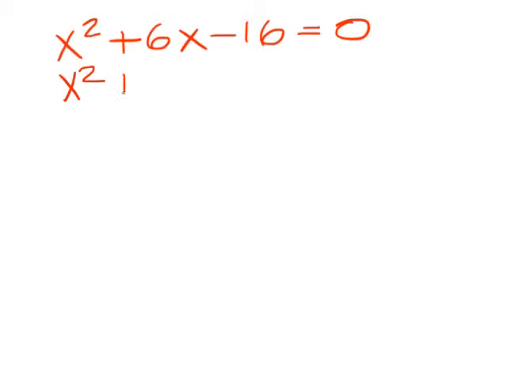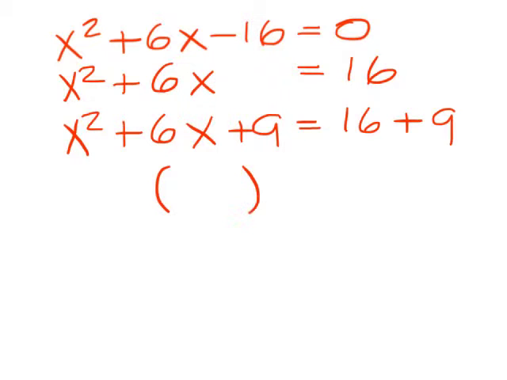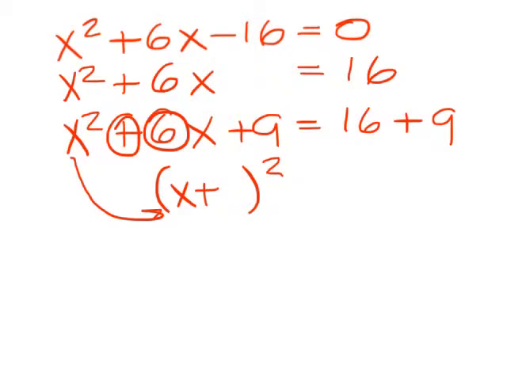Step 1 is to move the minus 16 to the right, make it positive 16. And then next you have to find half of the middle term. Half of 6 is 3. 3 squared is 9, so add 9 to both sides. Now you're going to make this into a perfect square, so you have a quantity squared. You use the x term, the sign from the middle, and half of the middle number, which is 3. 16 plus 9 is 25.